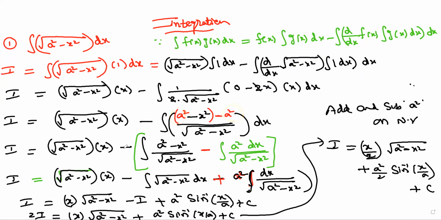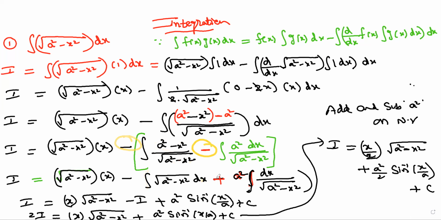What we get here is minus integral of a square minus x square, by using individual division, a square minus x square by the root function, that is the first function here, minus a square by root under a square minus x square, this is the second function. So from the statement, I is equal to root a square minus x square into x, minus here one root cancels, a square minus x square by root under a square minus x square, same, one root cancels. Integral root a square minus x square dx.